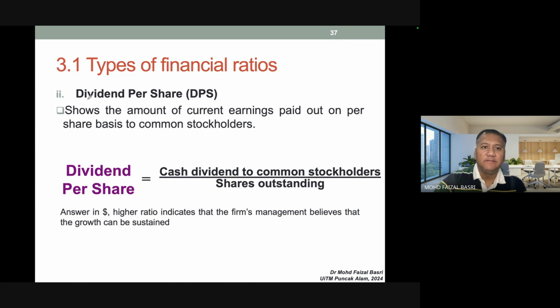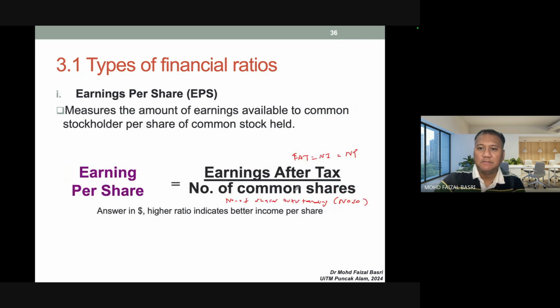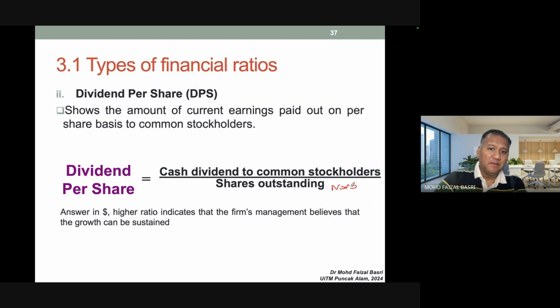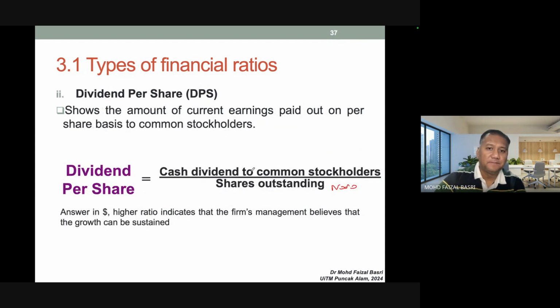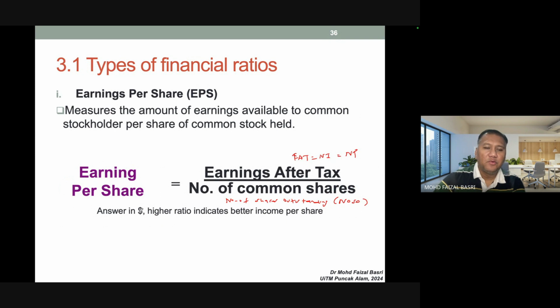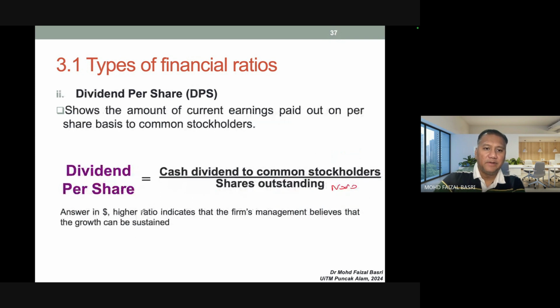Okay, formula dia is dividend, cash dividend to the common stockholders bahagi dengan shares outstanding. So this is technically the same, NOSO juga. Okay, NOSO yang tadi, this one is the same thing. Okay, shares outstanding dengan common shares ni is actually the same thing. Cuma kalau tadi earnings after tax, this one is cash dividend. Okay, tengok berapa banyak dividen dibayar kepada shareholders. Okay, kalau both is based on RM, ringgit Malaysia. The higher the ratio, the better.